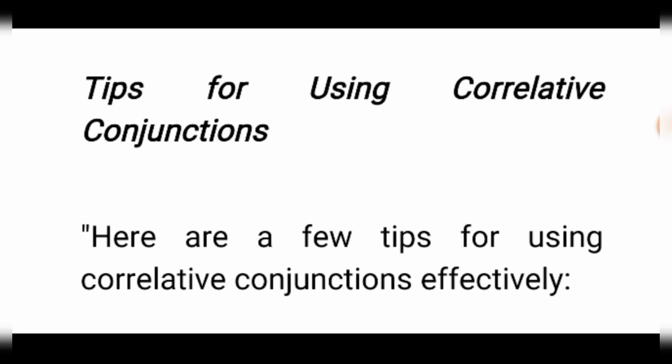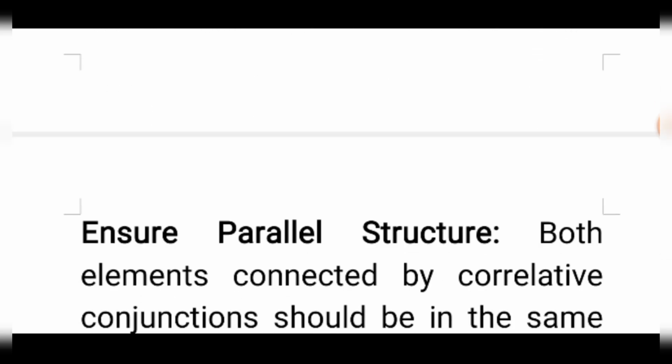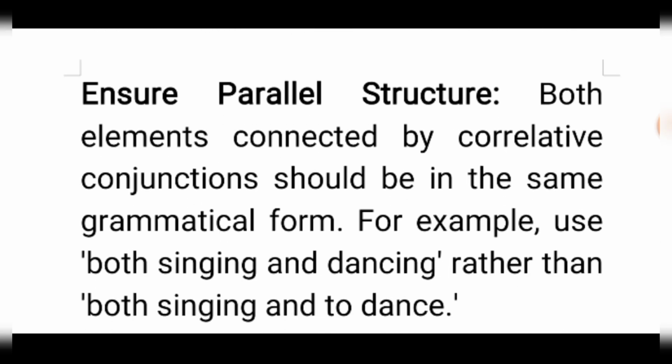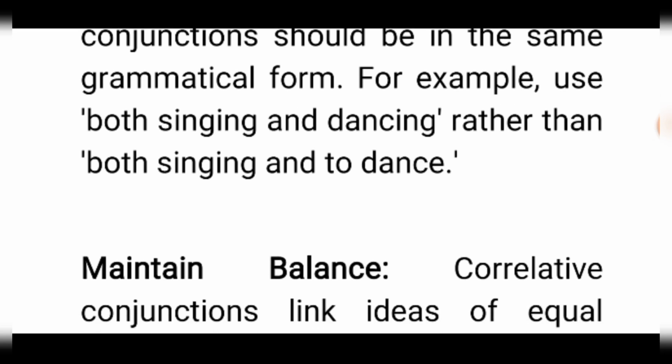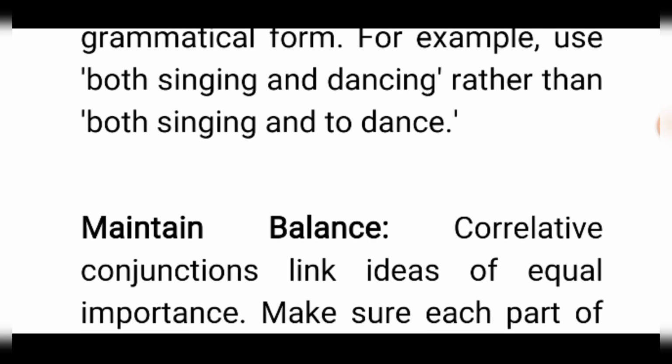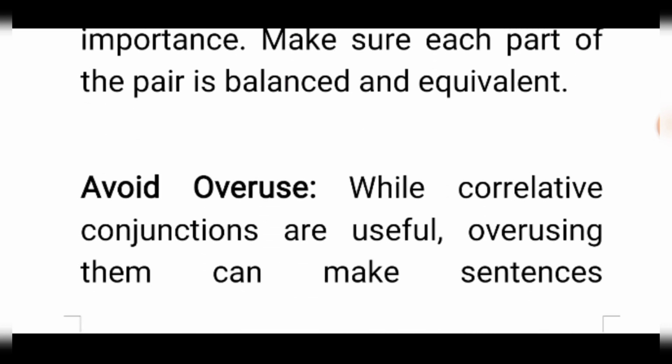Okay, tips for using correlative conjunctions. So the examples are done. Now there are some tips on how we will use the correlative conjunction. Here are a few tips for using correlative conjunctions effectively. Ensure parallel structure. Both elements connected by correlative conjunctions should be in the same grammatical form. For example, use both singing and dancing rather than both singing and to dance. Maintain balance. Correlative conjunctions link ideas of equal importance. Make sure each part of the pair is balanced and equivalent.